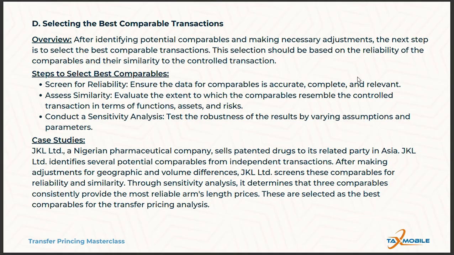They did a functional analysis. The Nigerian tech company developed the software and assumed all the research and development risk, while its related parties provided customer support in their own respective regions. That is the functional analysis. You can see that the Nigerian tech company is the one taking the high risk, is the one that developed the software, is the one that assumed all the risk. That's based on the functional analysis of functions performed, assets used, and risk assumed.